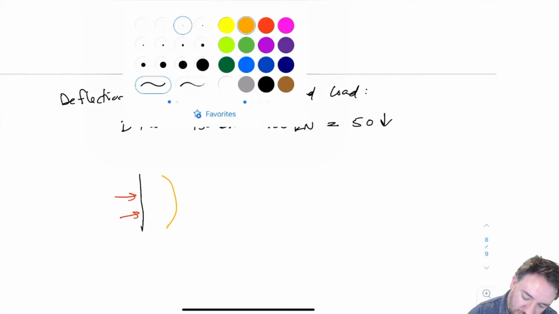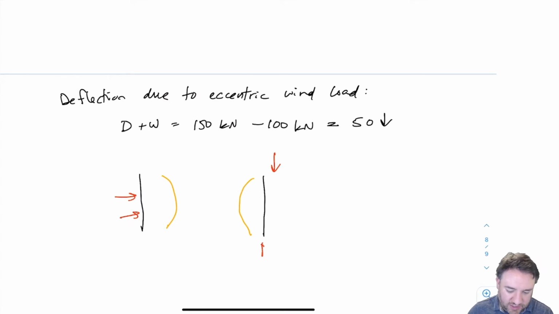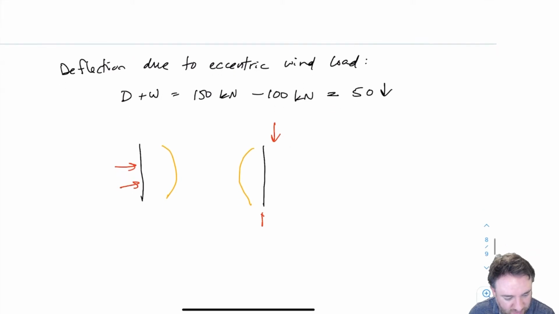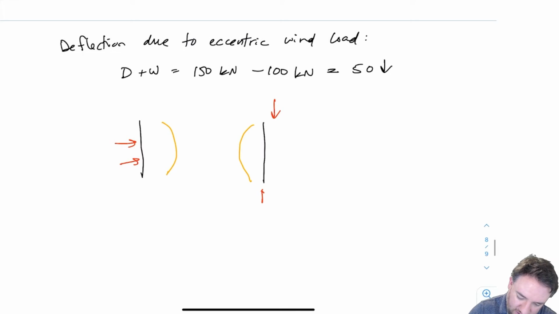And then from our dead load, we have an eccentric load here, which is going to actually cause bending like this. And that effect is going to be very small. You'd see if you calculate out what the deflection would be for something like that, it's going to be quite a bit smaller, like an order of magnitude or two smaller than the deflection caused by the lateral bending in this case.